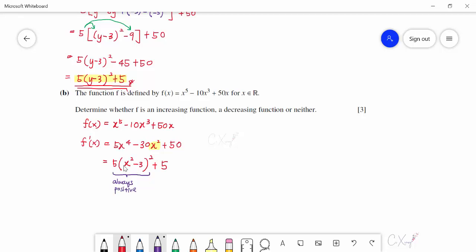And also, when you're having a positive value, you plus 5. Any positive value plus 5, it is still always positive. It will not become negative. So here, actually, you can see that my f prime x is always positive. Or maybe we can write as greater than or equal to 0. So f prime x is greater than or equal to 0. So you can make a conclusion such as the f prime x is always positive, regardless of the value of x.